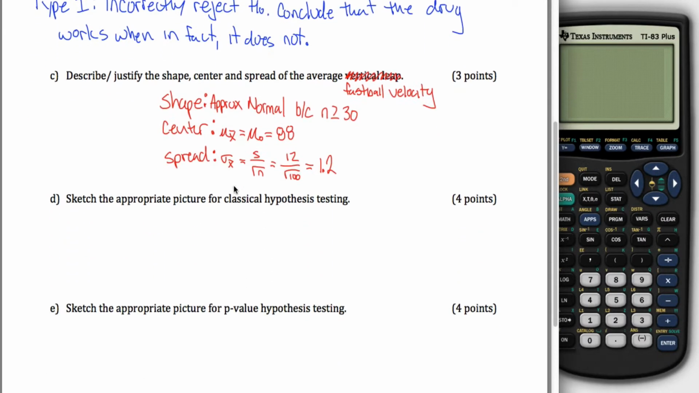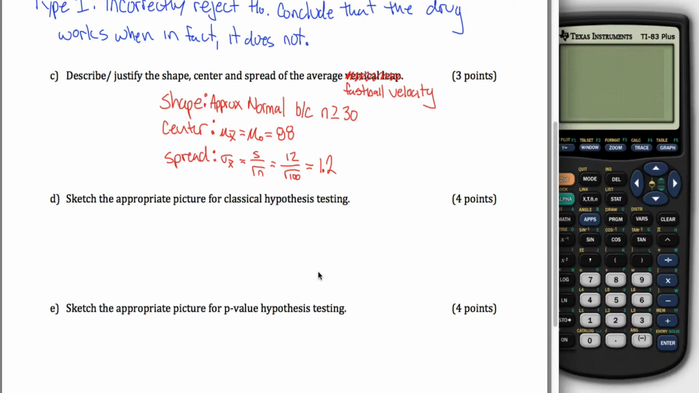Shape, center, spread. Sketch the appropriate picture for classical hypothesis testing. So we're actually going to do this problem twice. We do it once using the classical method and once using the p-value method. Later on, we're just going to be using the p-value method. But at the start, I think the classical method's a little bit more intuitive, so we'll start out by doing it that way. With the classical method, your center is 88.